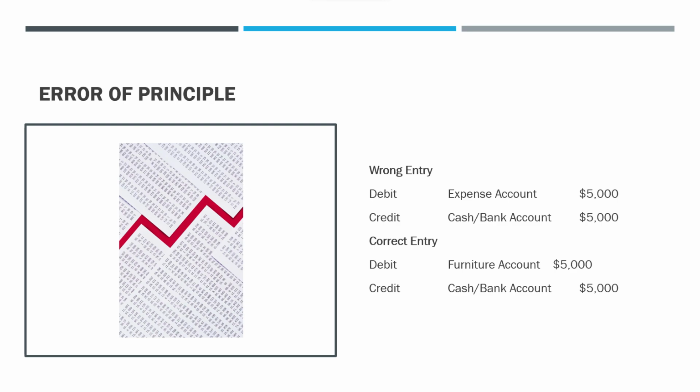This error will affect the financial statements because the balance sheet will show a lower value of assets because purchase of furniture is not recorded as an asset transaction, while the income statement will show a higher value of expense because the asset purchase is recorded as a business expense.